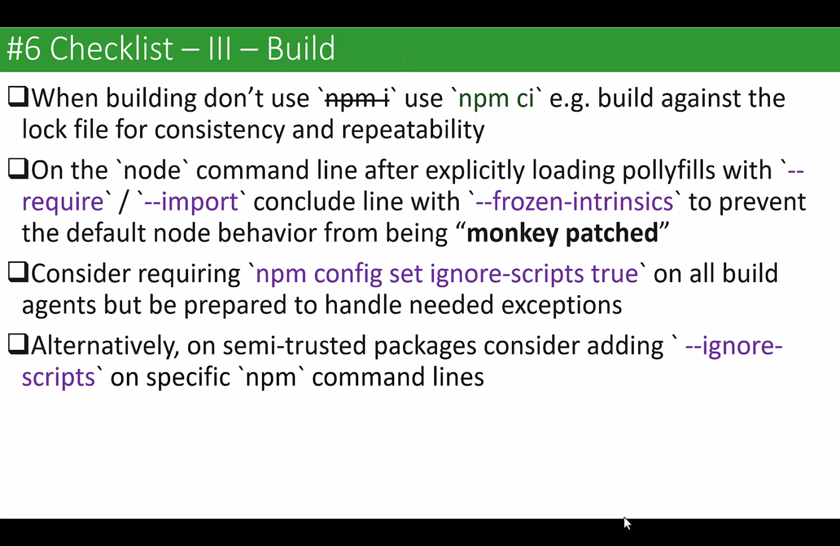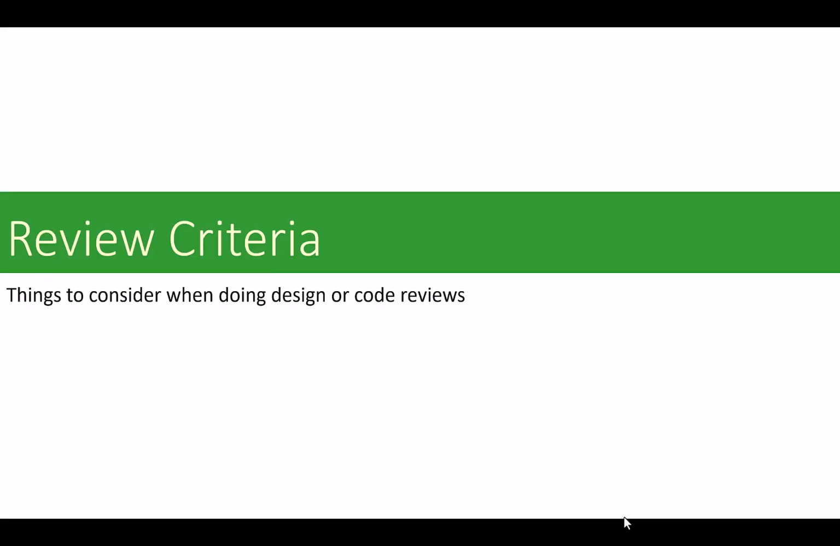Use npm ci in your build. That means build from my package-lock file. Don't allow monkey patching, and so on. So these are all things that you should be doing that are just baked into your CI pipeline. Talked about that one. Code reviews.